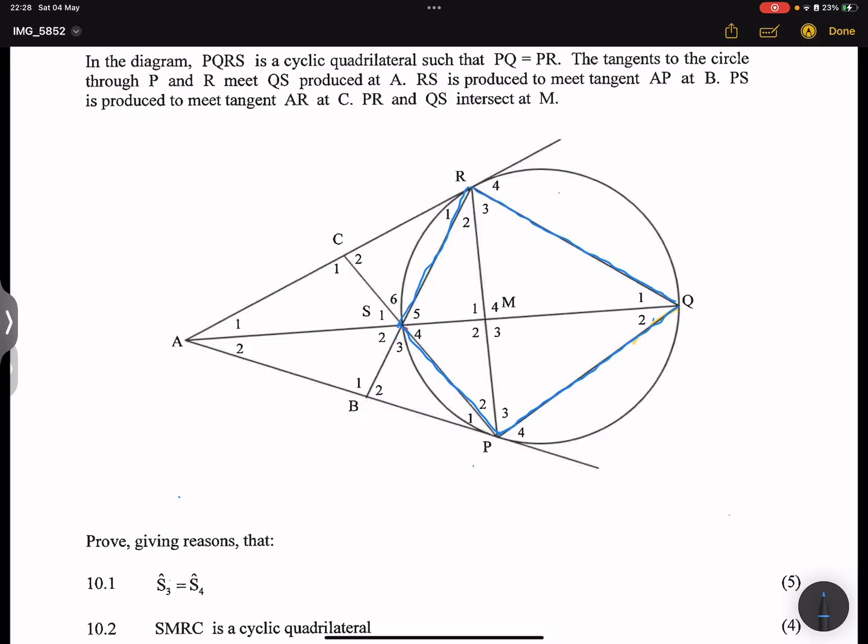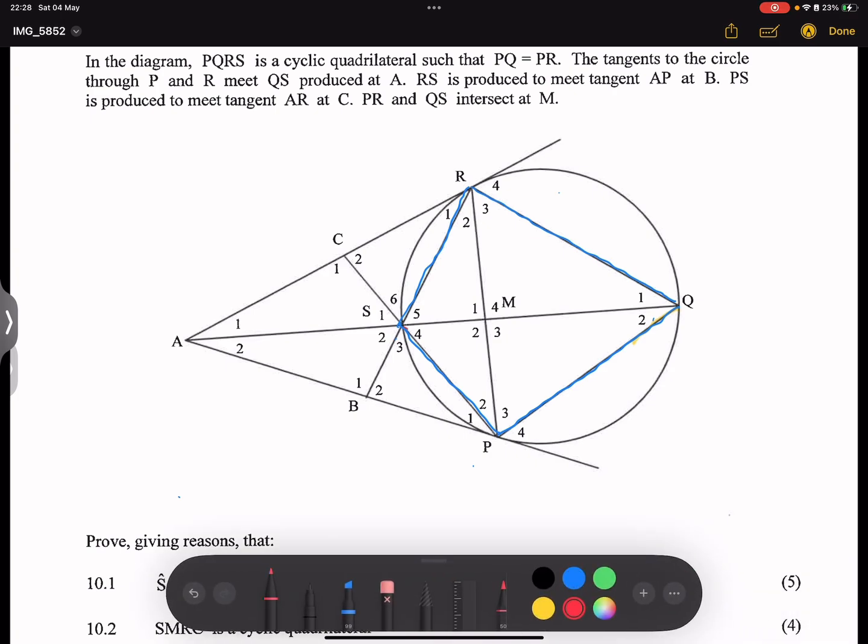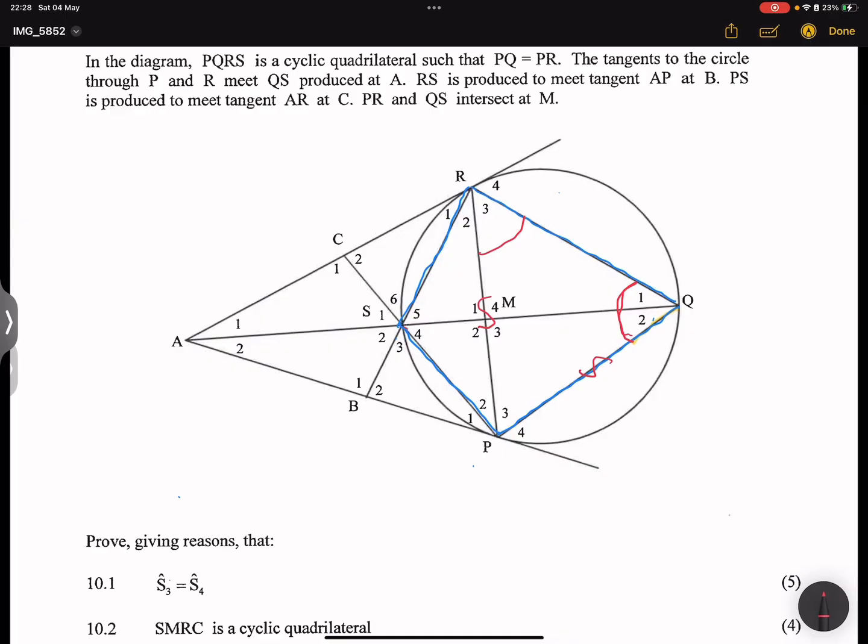Right, so they say PQ is equal to PR. Now note, they're giving us sides that are equal, so PQ is equal to PR. Now remember, what does that do? It makes PQR an isosceles triangle. So what does that mean? It means that if I look at these angles here, R3 will be equal to Q1 plus 2 because they are angles opposite equal sides.